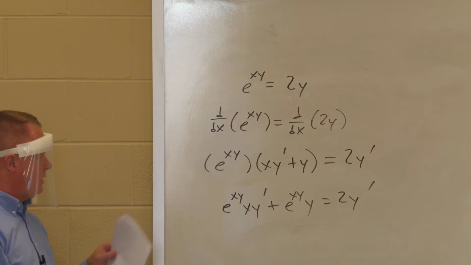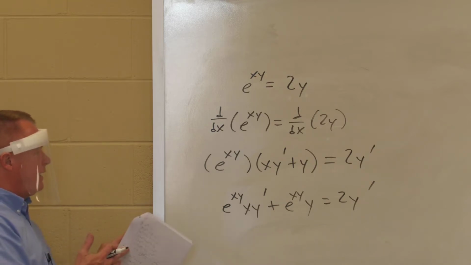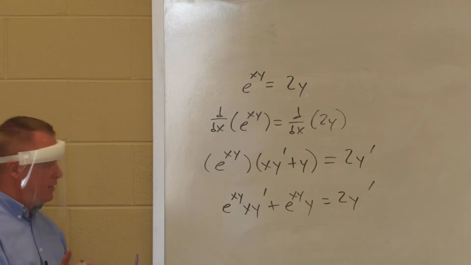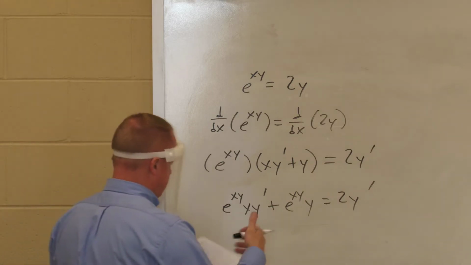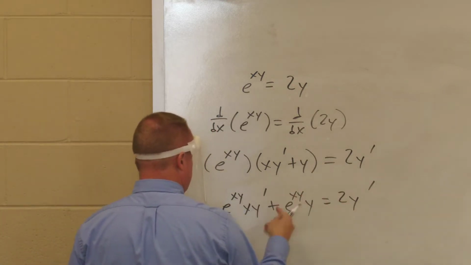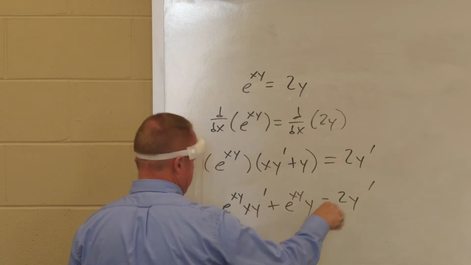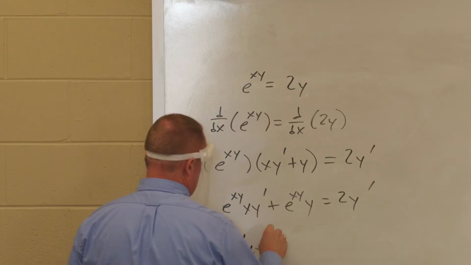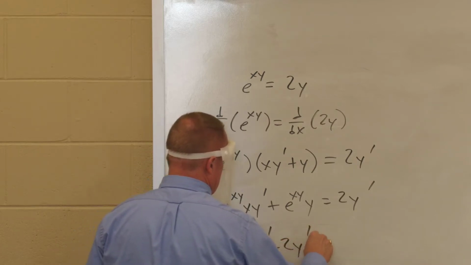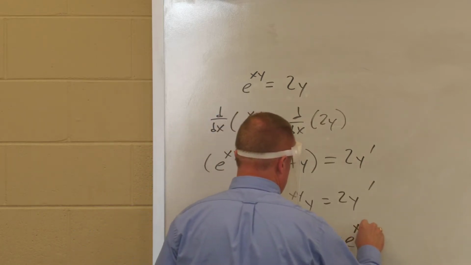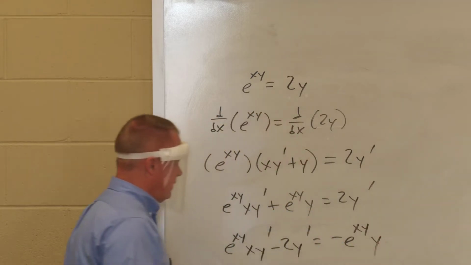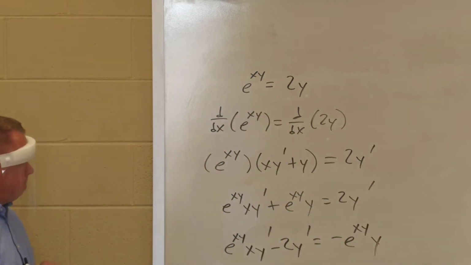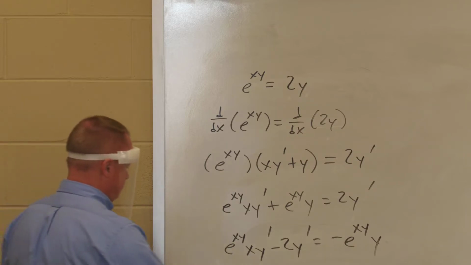Again, get all of the y primes on one side, everything else on the other. It doesn't matter which one you move where. On my paper, I moved this to the left. But if you want to move this over and divide, it doesn't matter. Kind of did that. Now factor out your y prime.